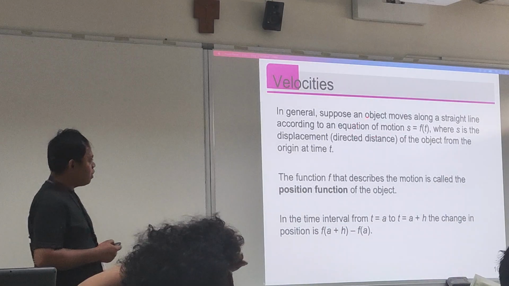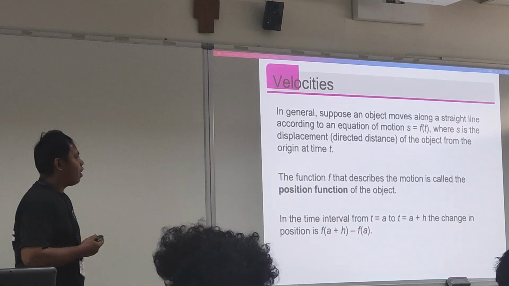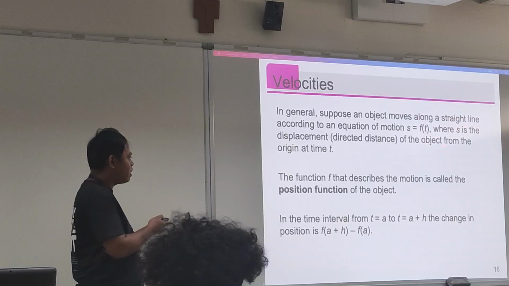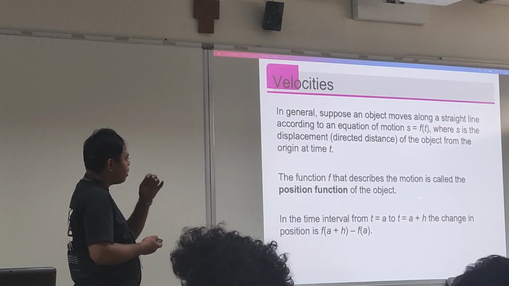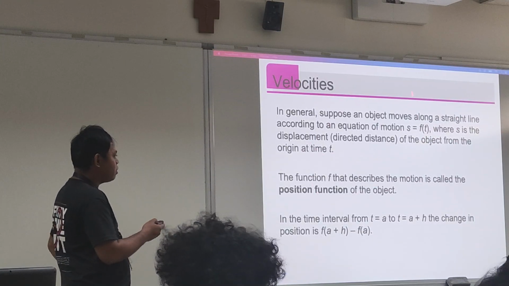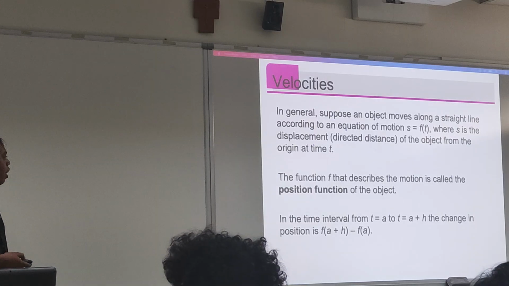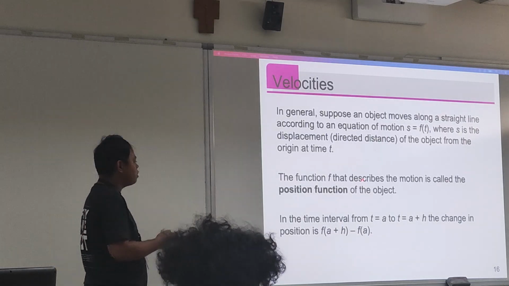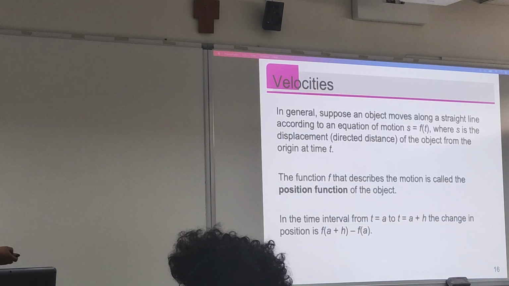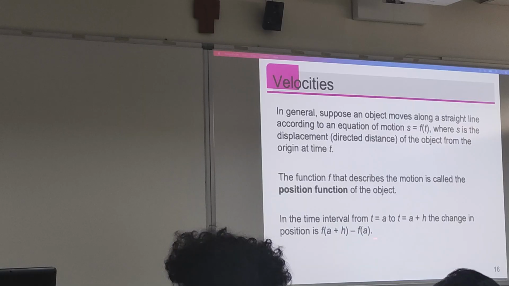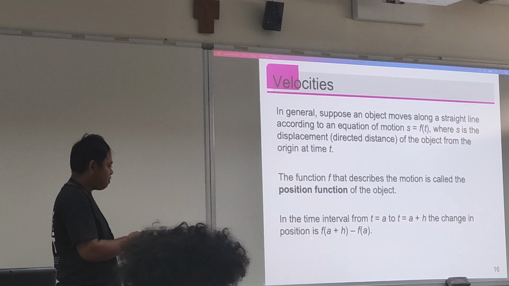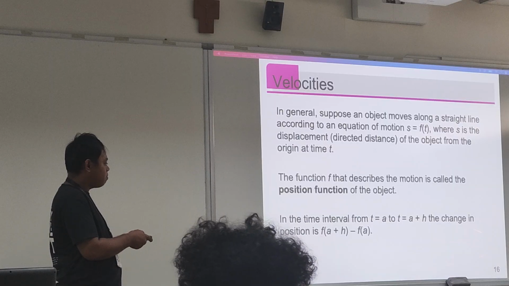Okay, in general, suppose an object moves along a straight line with the equation of motion given by s equals f of t, where s here is the displacement, the direct distance of the object from the origin at time t. The function f that describes the motion is called the position function of the object. In the time interval from t equals a to t equals a plus h, the change in position is given by f of a plus h minus f of a.